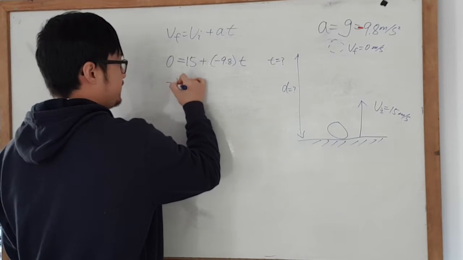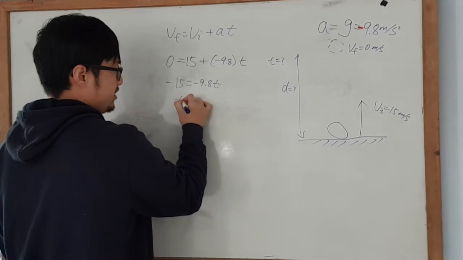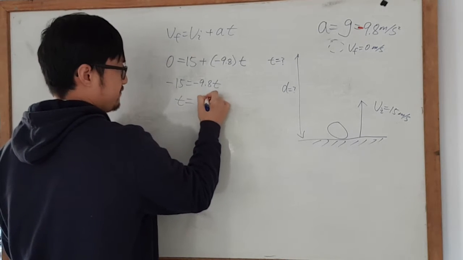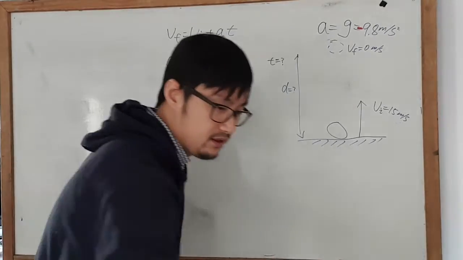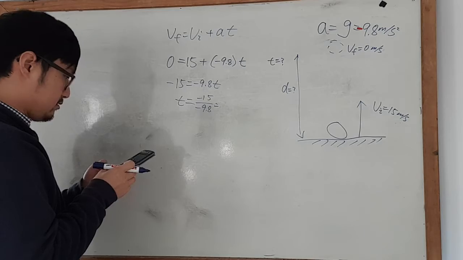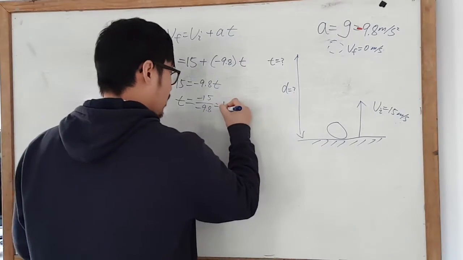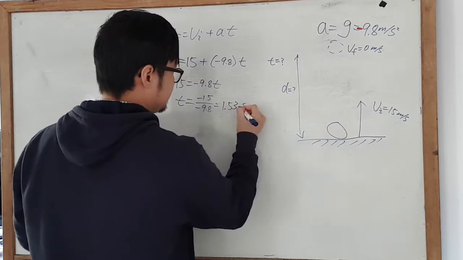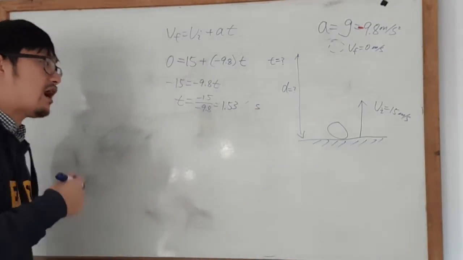So negative 15 equals negative 9.8 t. What does t equal? t equals negative 15 divided by negative 9.8. Put that into the calculator and we get 1.53 seconds. This is seconds, not 5. Now we know the time.